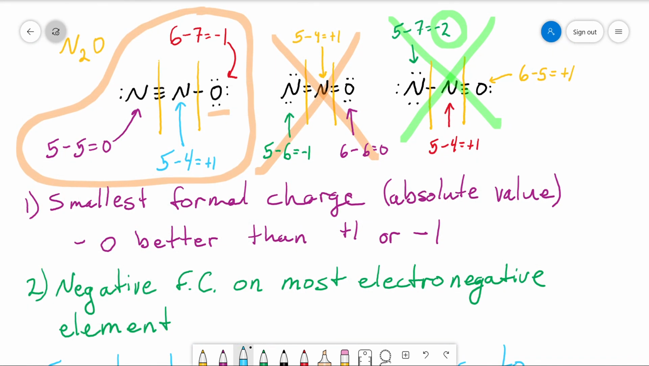N2O has no charge on it. 0 plus -1 plus +1 is 0. That's the same for all three of these. -2 plus +1 plus +1 is 0.